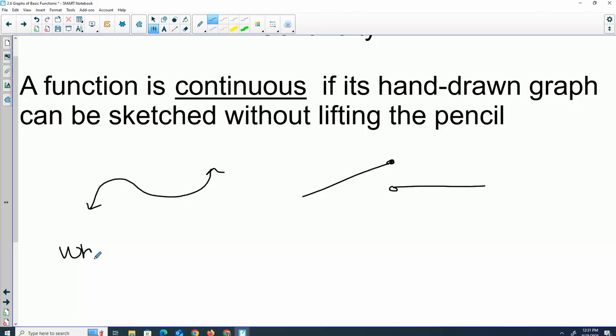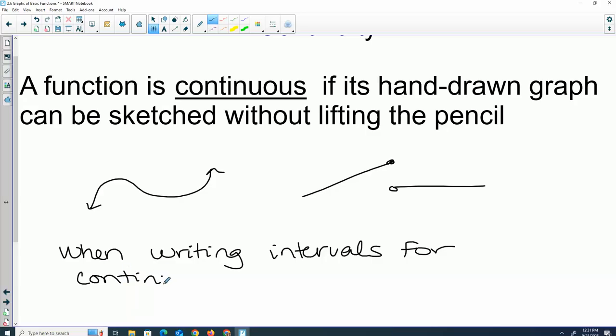And when writing intervals for continuity, use the x values. Okay, just like when we talked about increasing, decreasing, constant. We would give an interval where a graph was doing those things, and we always had to list the x values where the graph was increasing, decreasing, constant. So same idea, x only.